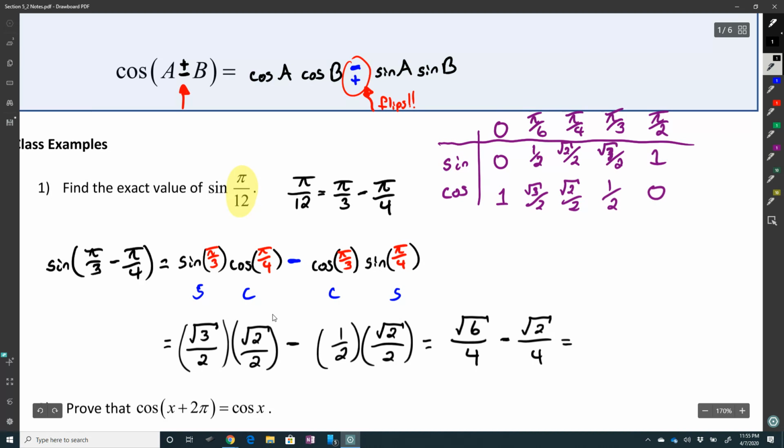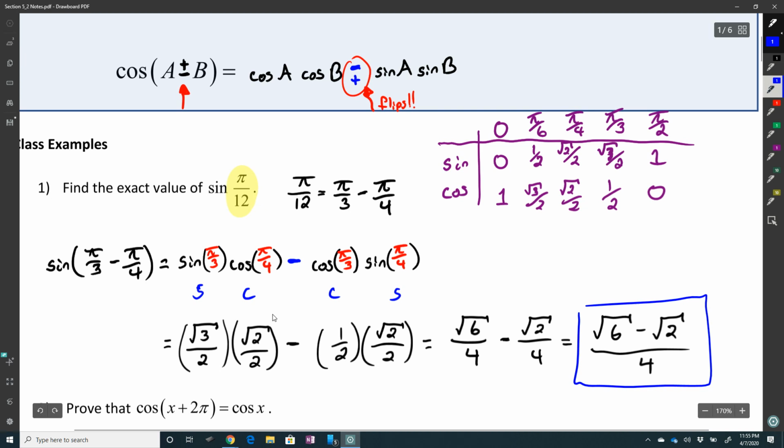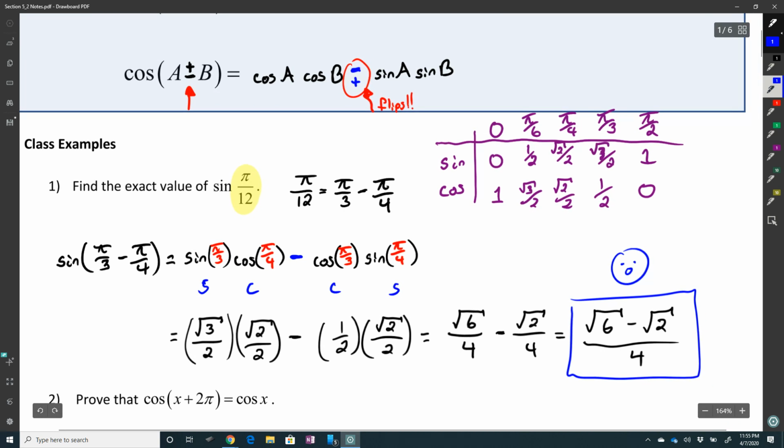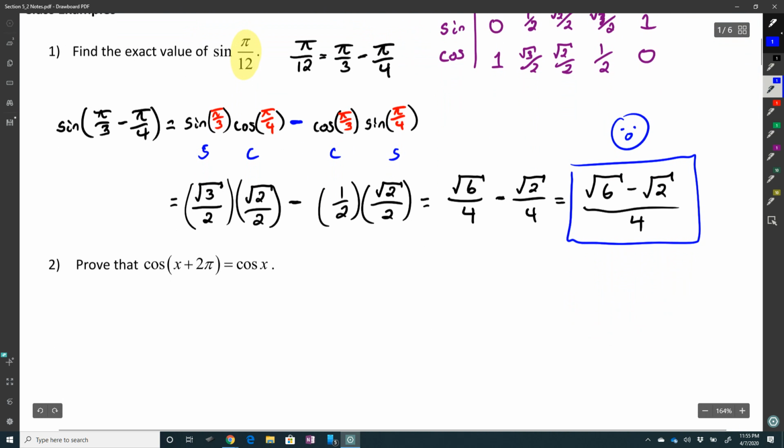And they have a common denominator, so I'm left with square root of 6 minus square root of 2, and then the whole thing divided by 4. So it looks like a scary answer, but on the WebAssign, they do want you to write it like that. They don't want you to do decimal. They want you to write the exact answer. All right. So you're going to see about three of these on the homework.